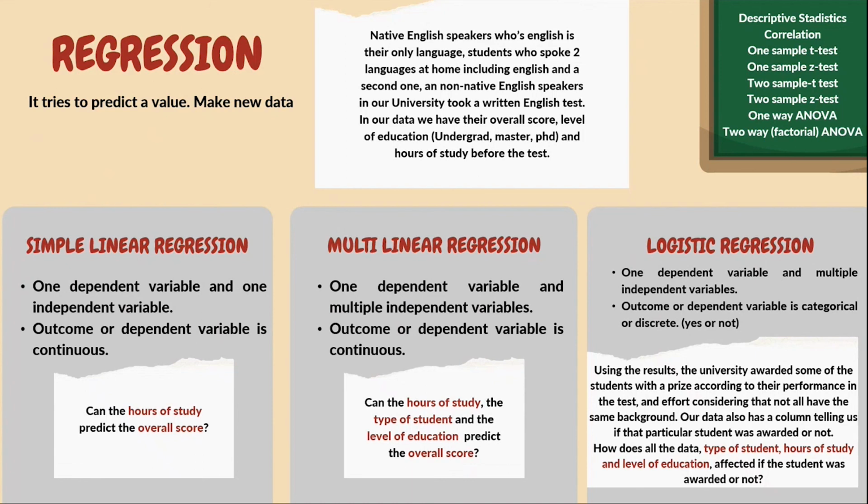How does all the data, including type of student, hours of study, and level of education, affect if the student was awarded or not? The answer for this question is not continuous. It's not a number. It is asking, can we predict if the student was awarded or not? If the answer is yes or no, it's logistic regression.